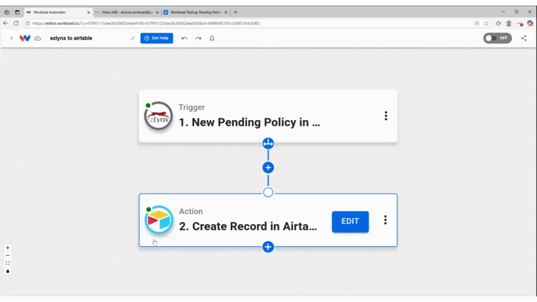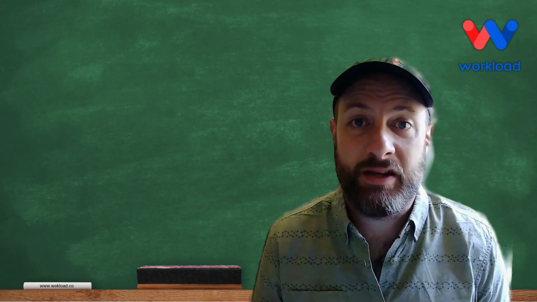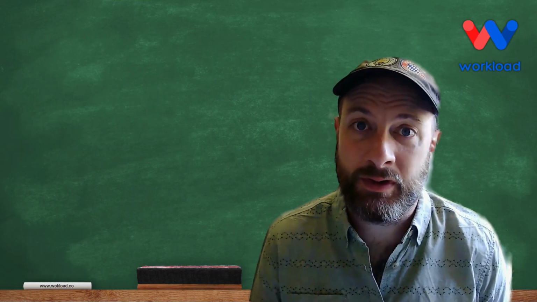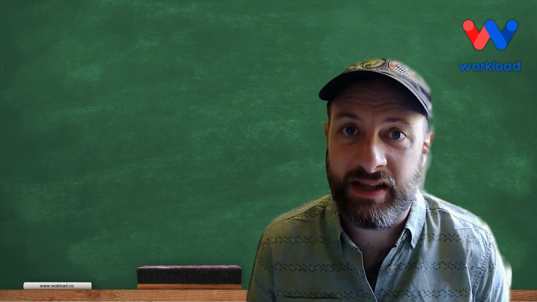I can check and make sure there's a green dot in each of my nodes. And then I can activate my workflow by turning it on here. And now every time I have a new pending policy in EZLynx, it'll automatically import those details into my Airtable. That's how you can use Workload to build a workflow that integrates a new pending policy in EZLynx with creating a record in Airtable.